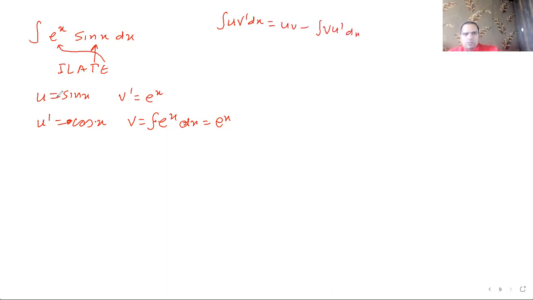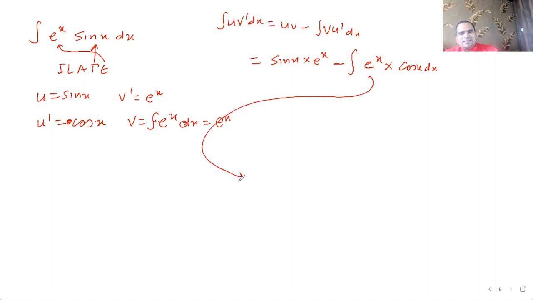So first is uv, which is sine x times e to the power x, minus integration of u dash v. So e raised to x is v, times derivative of sine x, which is cos x. Now, once again, we are back to the basic. We got integration of e raised to x cos x, which cannot be integrated further without once again doing by parts. So we integrate once again this part.